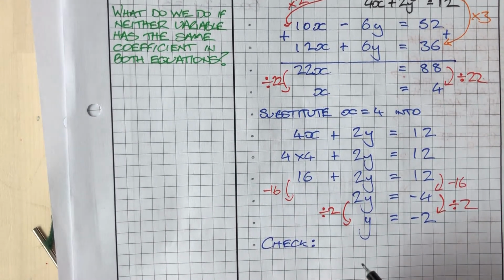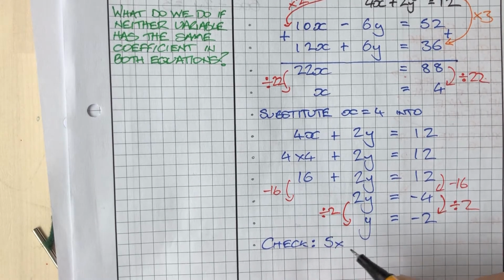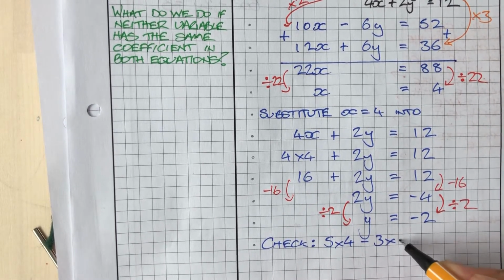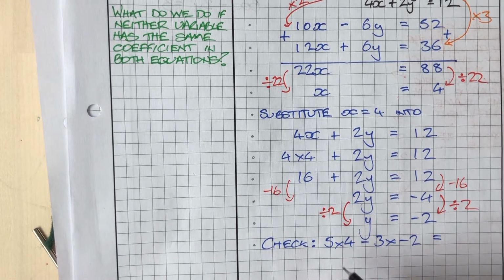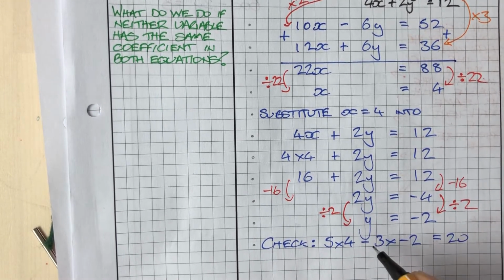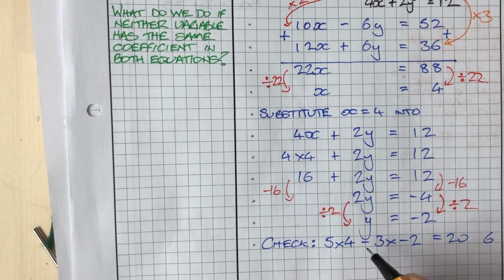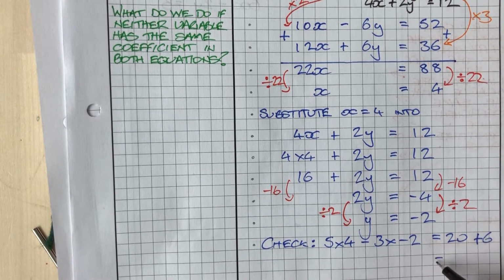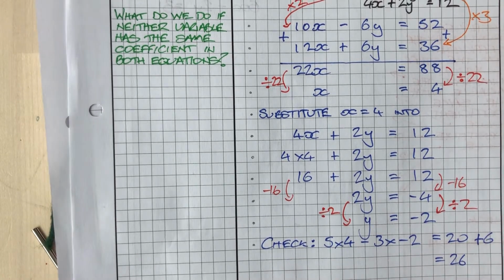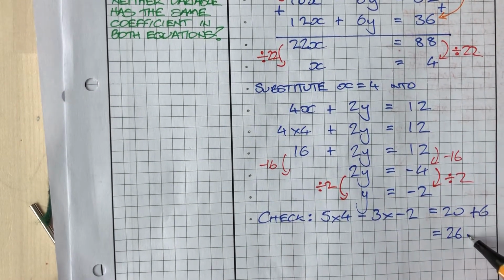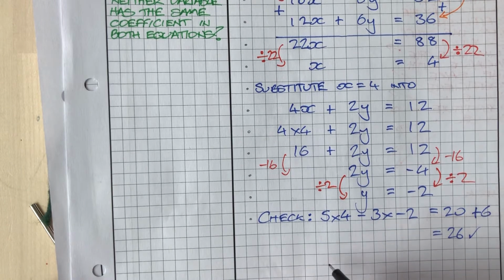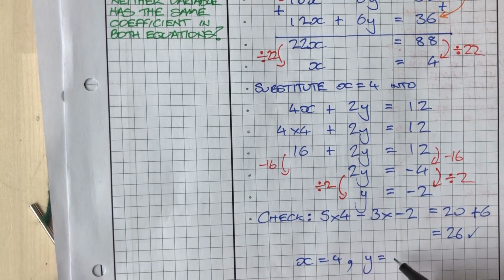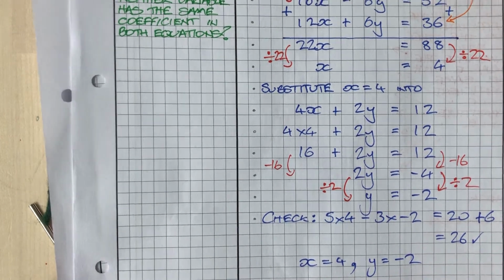All right. Let's check that we're right. So, what have we got? We've got 5 times by x, that's 5 times by 4. Take away 3 times by y, that's negative 2. 5 times by 4 is 20. 3 times by 2 is 6. Minus times minus is plus. So 20 plus 6 is 26. That's correct. Sum it up. X is 4. Y is negative 2.